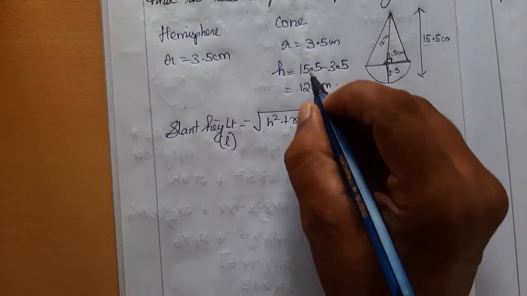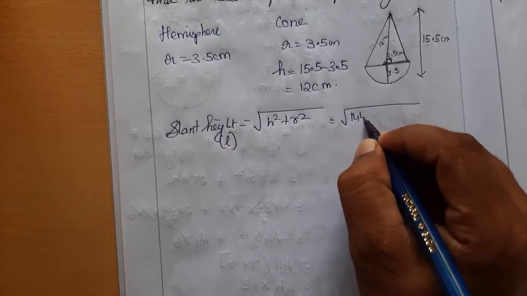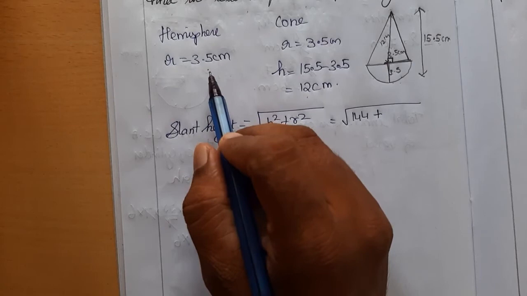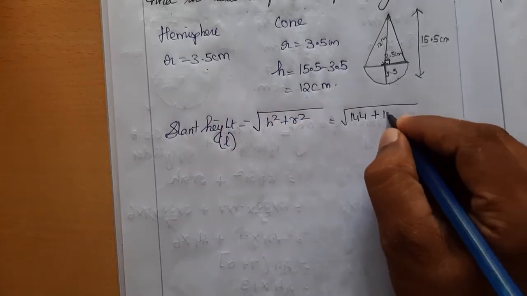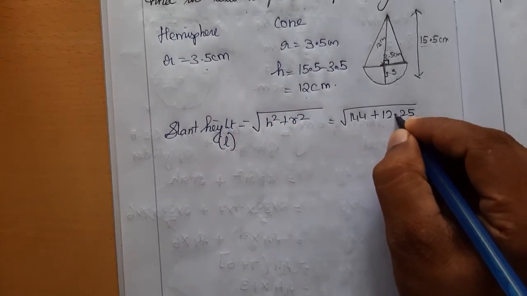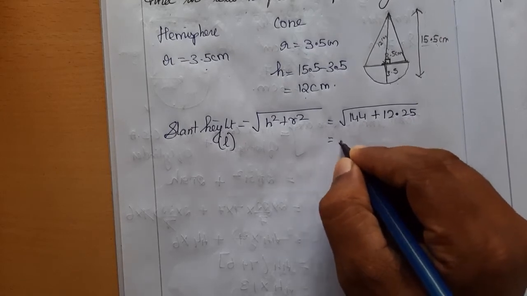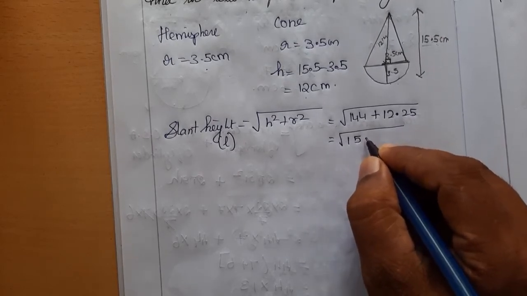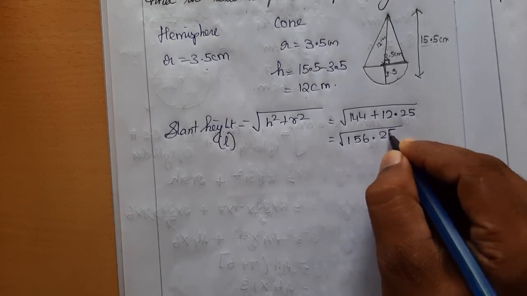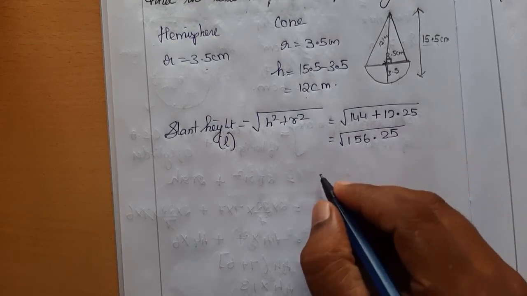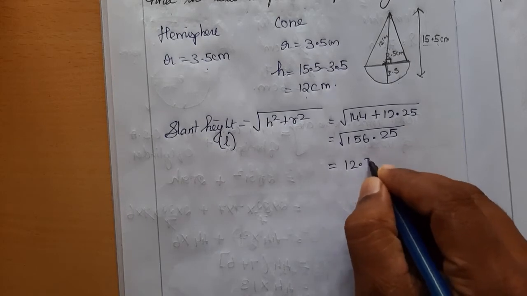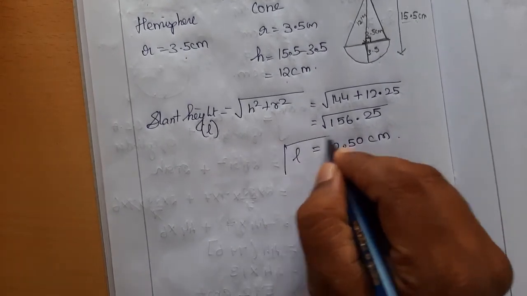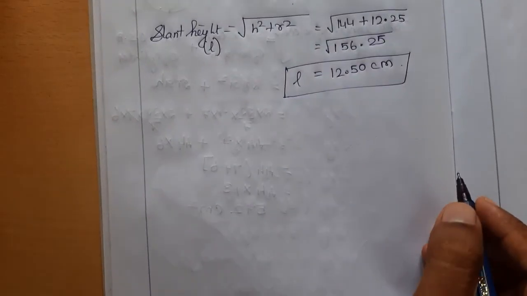So h square is 12 square here. 12 square is 144, plus 3.5 square is 12.25. And if we add, we will be getting 156.25. So if you take the square root, it will become 12.50 centimeter. So this is the slant height l. So now we can use this, right?